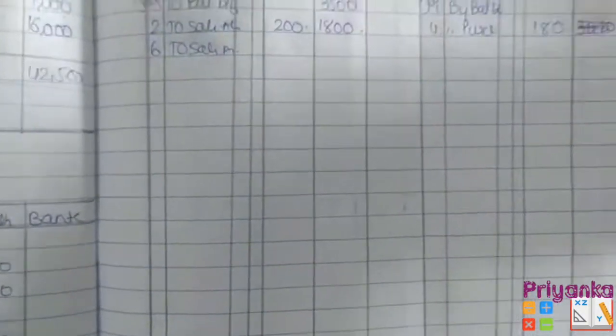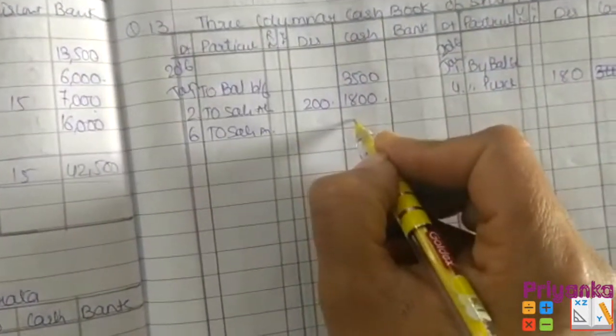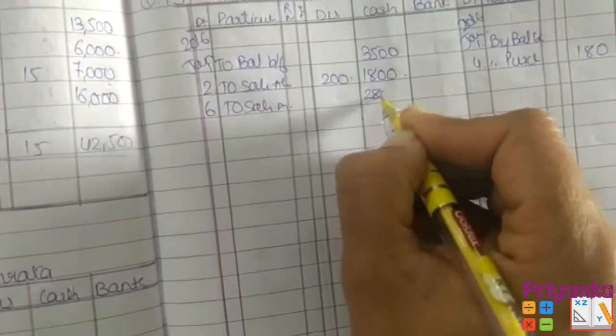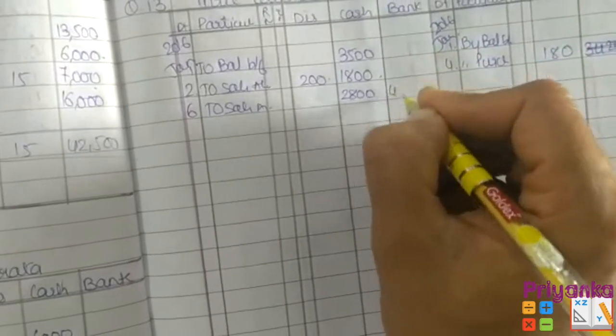So here first will come, and in the cash column we'll write down 2,800, that is the 40%, and the remaining balance 4,200 in the bank column.